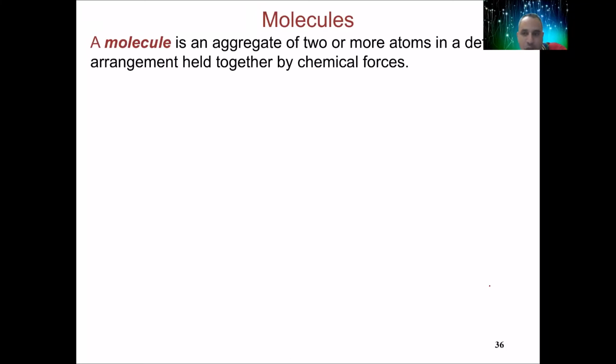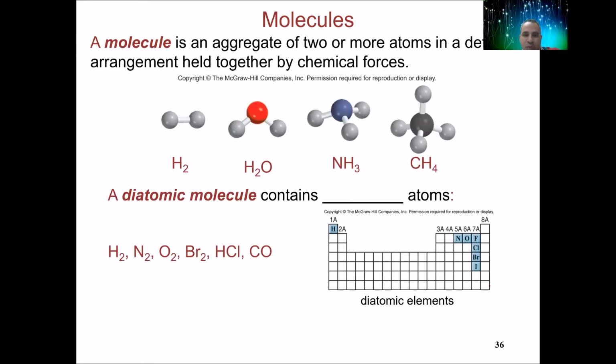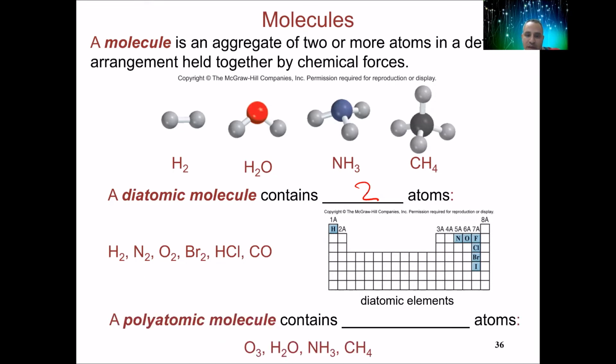Molecules are compounds held together with chemical forces. The smallest type of molecules are diatomic molecules, formed with two atoms only. But it's possible to have molecules formed of larger and larger numbers of atoms, and in this case, they are called polyatomic molecules, with more than two atoms.